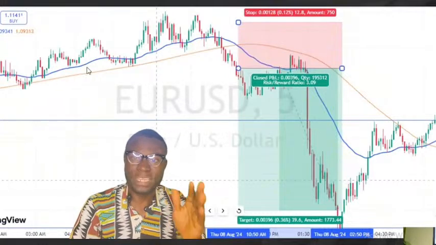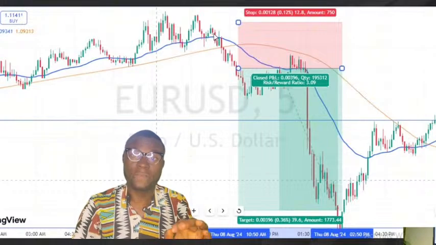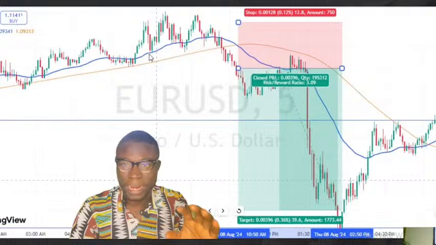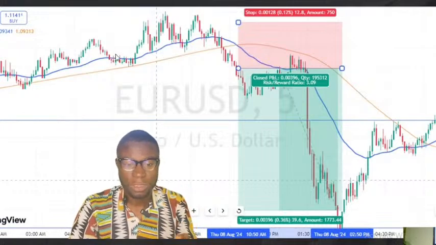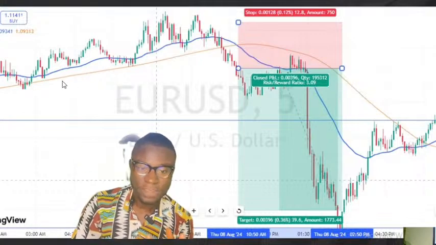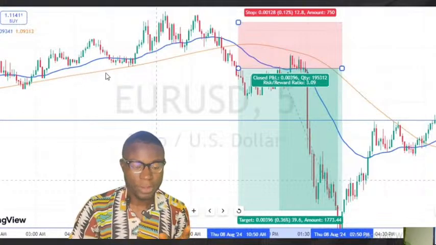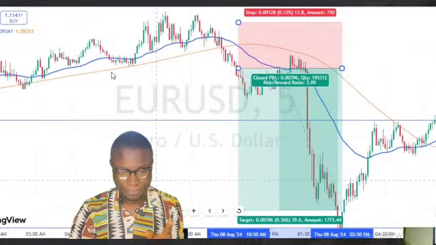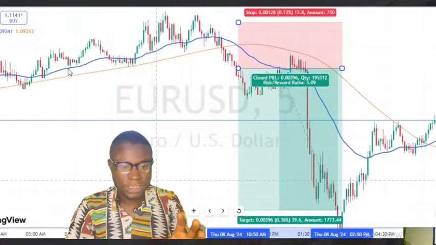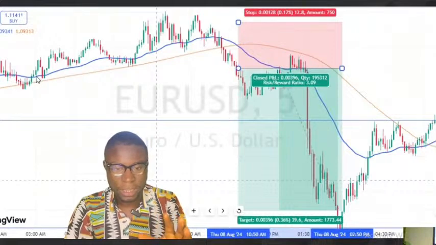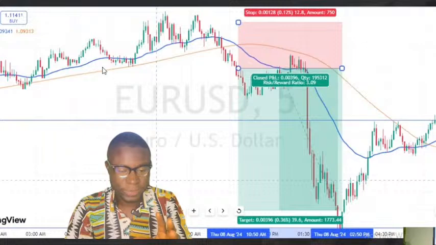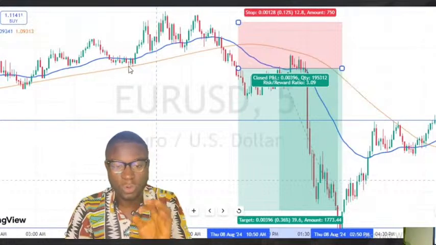You can see how price was moving here above these moving averages. Price was trending above these moving averages, especially above this orange colored moving average. This is number one thing you need to observe. Price has been moving above the orange colored moving average. That is number one thing you want to observe.